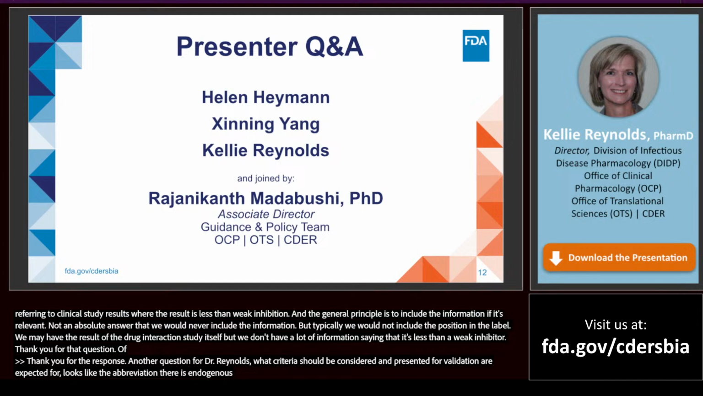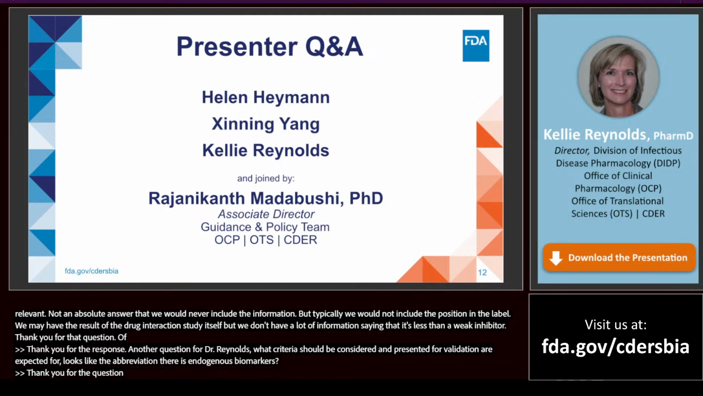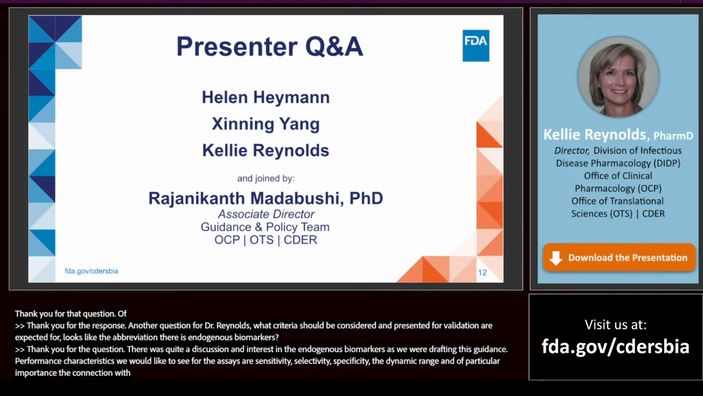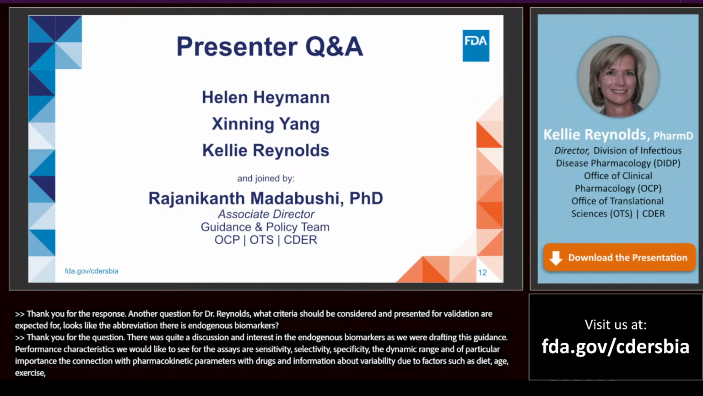Thank you for that question. Yes, there was quite a bit of discussion and interest in the endogenous biomarkers as we were drafting this guidance. And the performance characteristics that we would like to see for the assays are sensitivity, selectivity, specificity, the dynamic range, and then of particular importance, the correlation with pharmacokinetic parameters of probe drugs. And we would also like to see information about variability due to factors such as diet, age, exercise, diurnal variation, or disease state. Thank you.